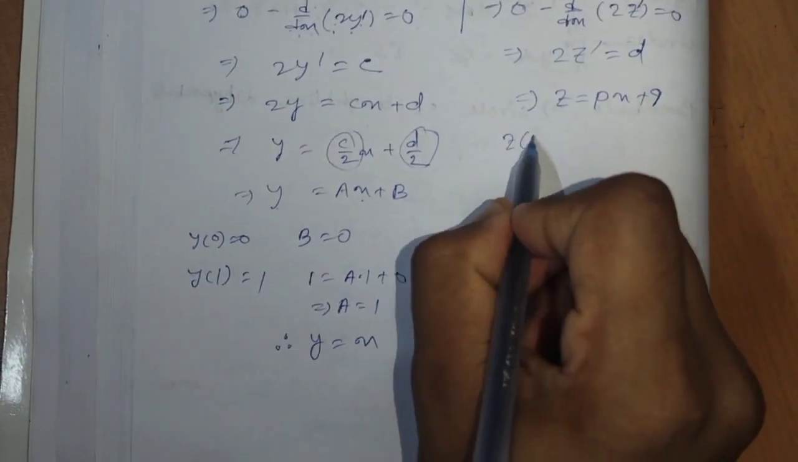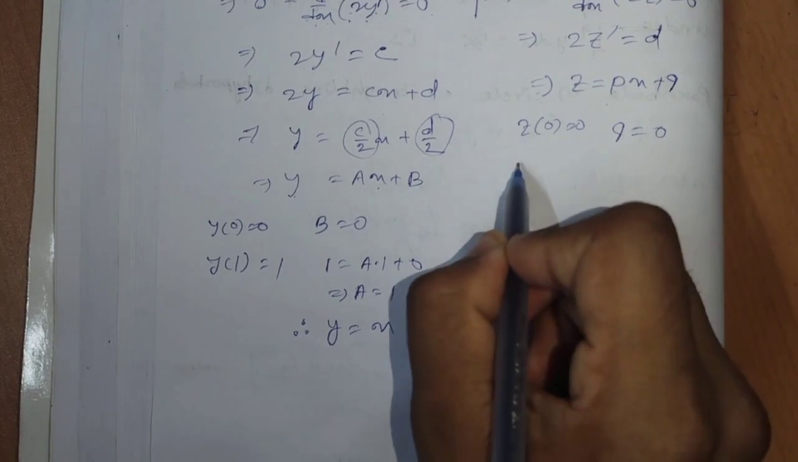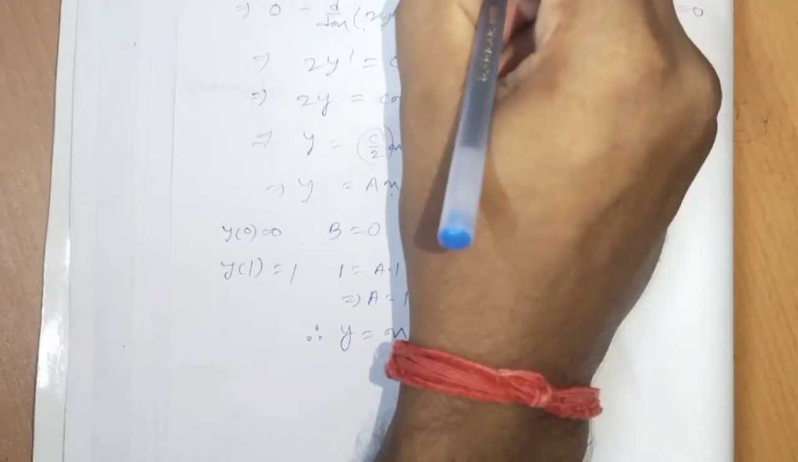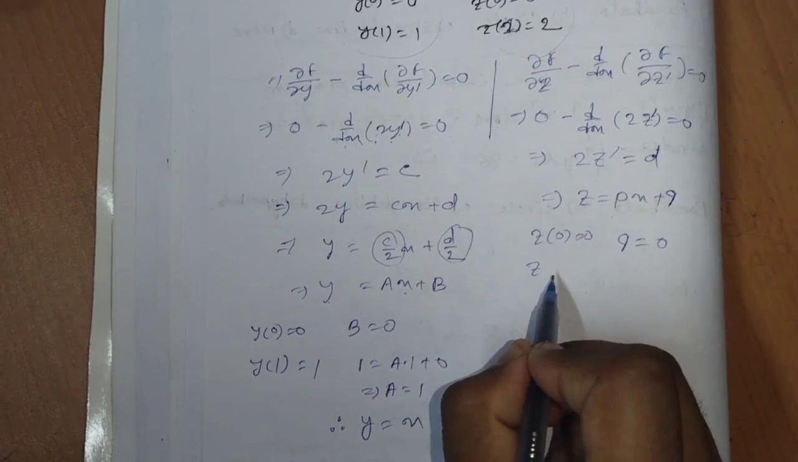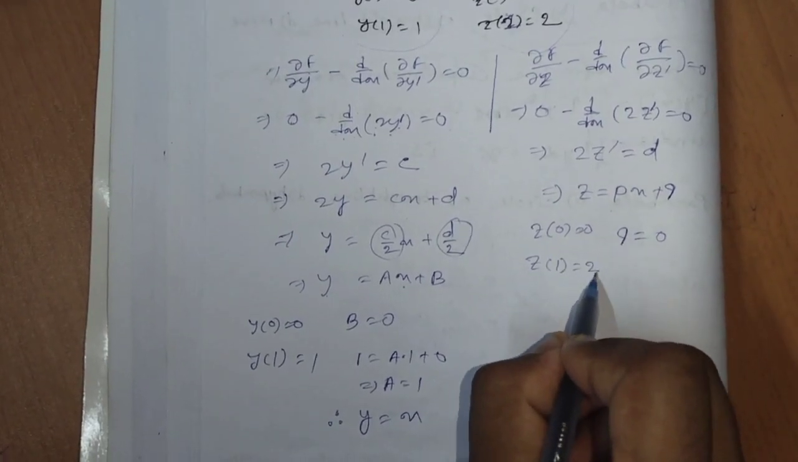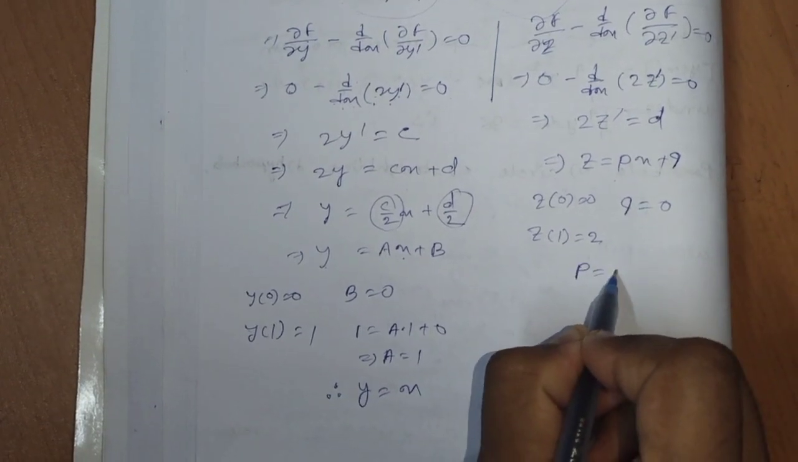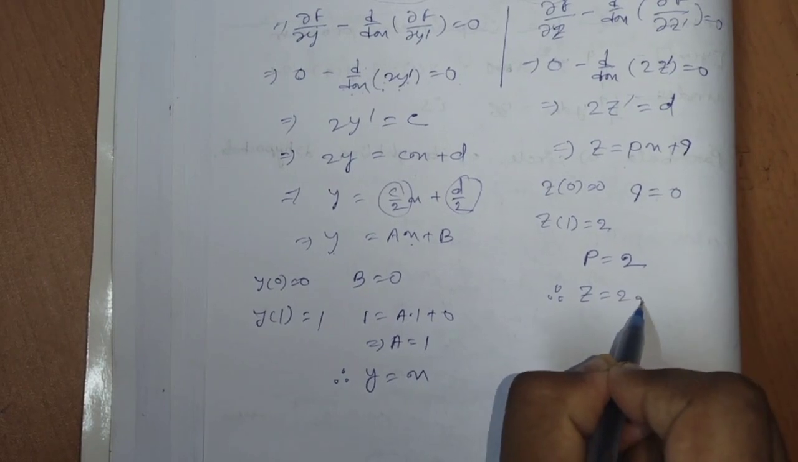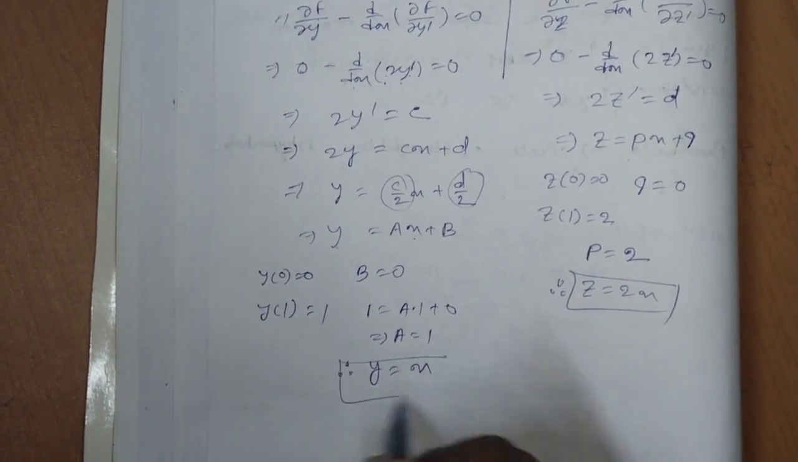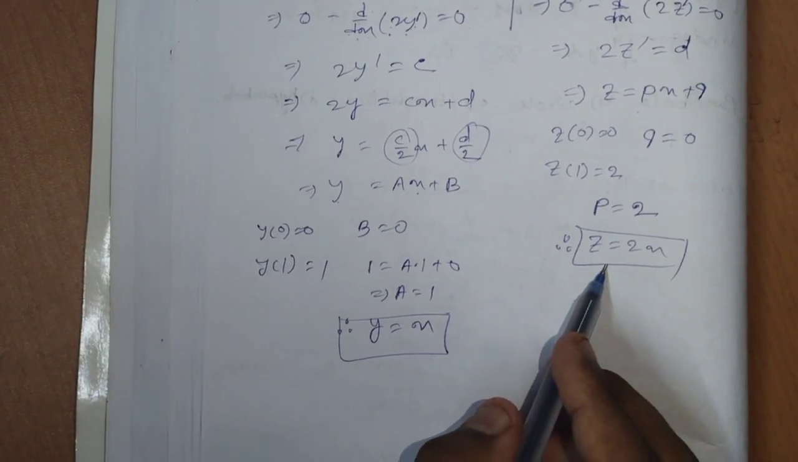And if we put z0 equal to 0 here, we will get q equal to 0, and if we put z1 equal to 2, we will get p equal to 2, right? Therefore z equal to 2x, and these two are the extremum values of y and z respectively.